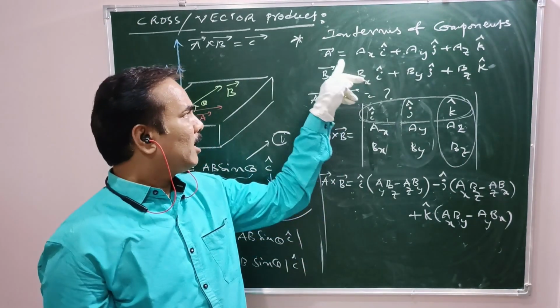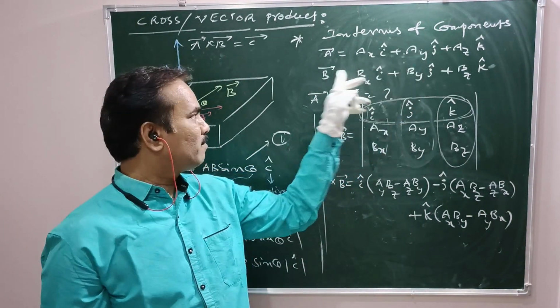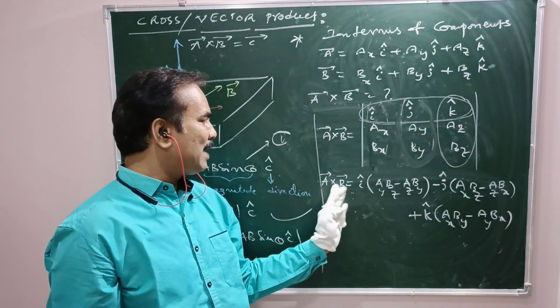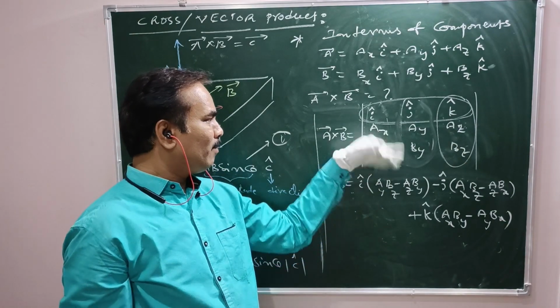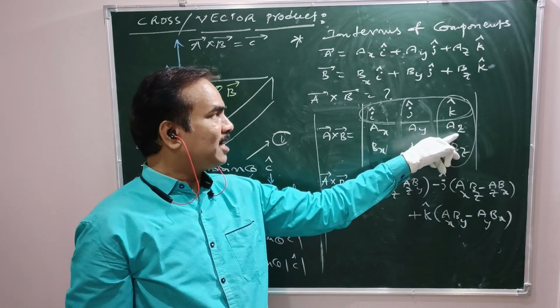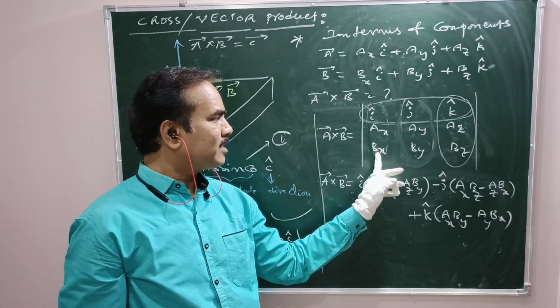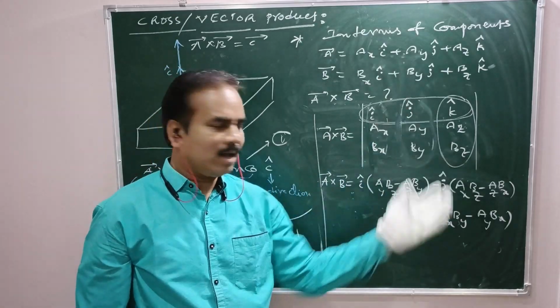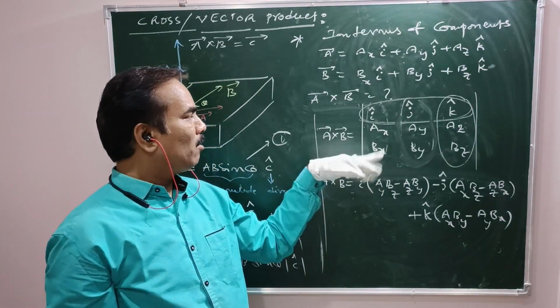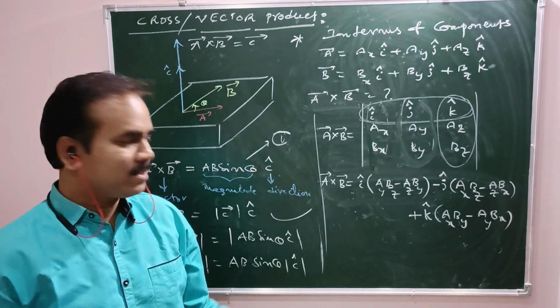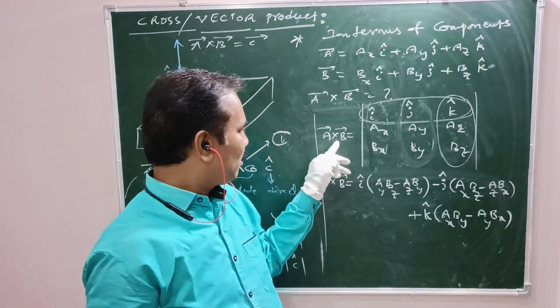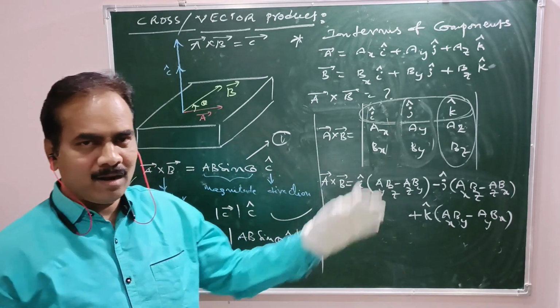If you are given A bar so and so, numericals, B bar so and so, say A bar cross B bar equal to, find simply the determinant of I, J, K, below the x component, y component, z component of A bar, and the x component, y component, z component of B bar. Now I cap into AD minus BC, minus J cap into AD minus BC, plus K cap into AD minus BC. This is the procedure to find the cross product of given two vectors.